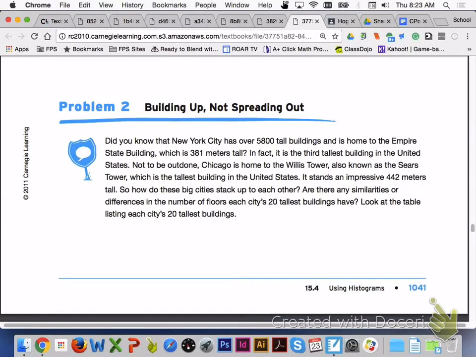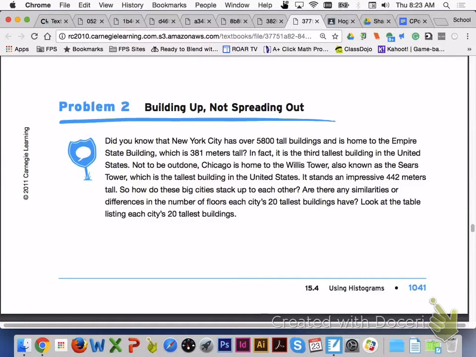Let's move on to problem 2, building up, not spreading out. Did you know that New York City has over 5,800 tall buildings and is home to the Empire State Building, which is 381 meters tall? In fact, it is the third tallest building in the U.S. Not to be outdone, Chicago is home to the Willis Tower, also known as the Sears Tower, which is the tallest building in the U.S. It stands an impressive 442 meters tall.